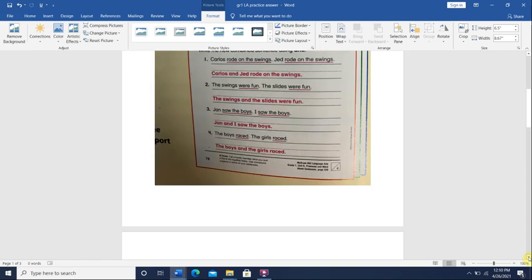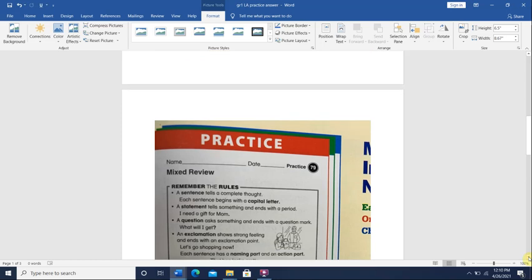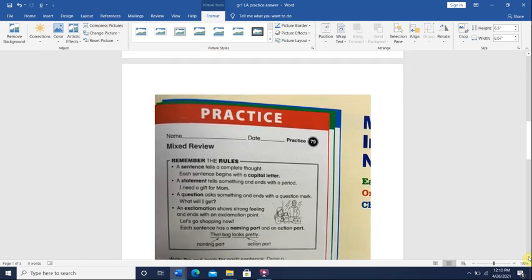And we did a quick review, all right, of what we took last week: the different types of sentences. A sentence is a group of words that tells a complete thought. And we also revised again the 3 types of sentences that we took. A statement is a sentence that tells you something and begins with a capital letter and ends with a period. Such as, I need a gift for mom. Here, you must begin the first word with a capital letter, and in the statement you end it with a period.